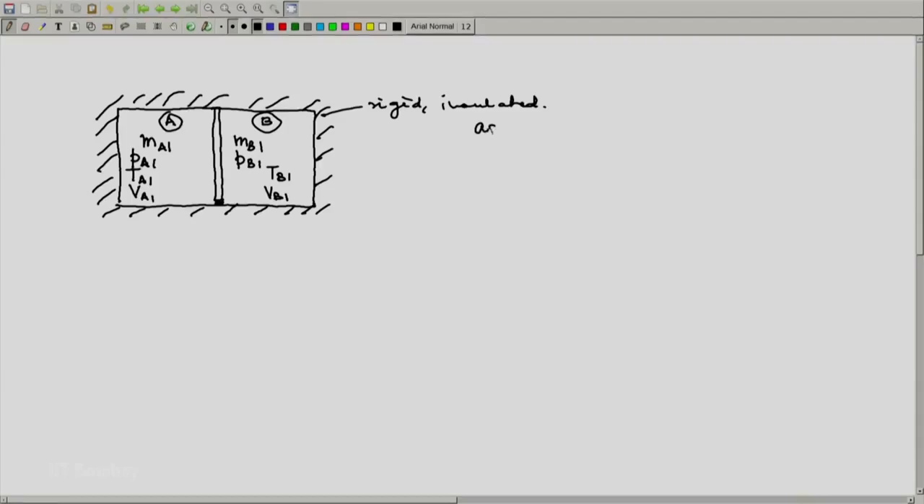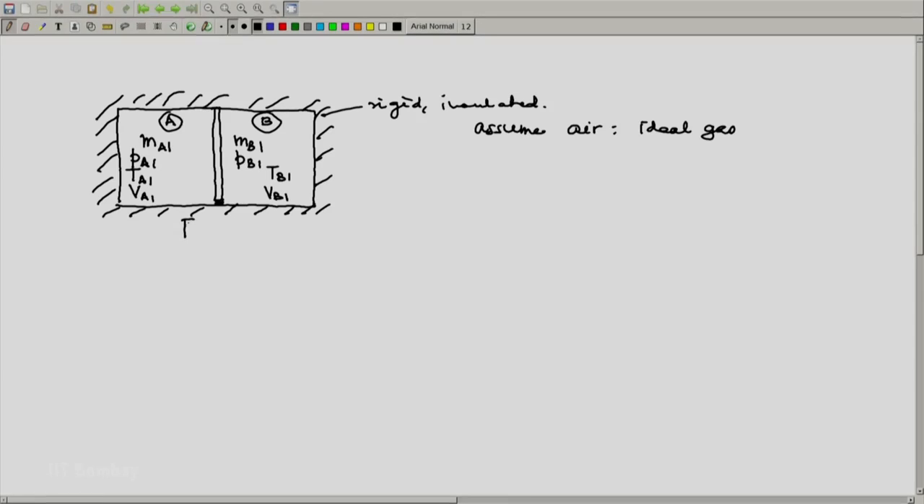So if we assume air to be an ideal gas, we can use PV equals MRT, assume some molecular weight of air, say 29 kilogram per kilomole, and you are through. You can determine MA1 and MB1. Now let us list out the parameters in the final state.